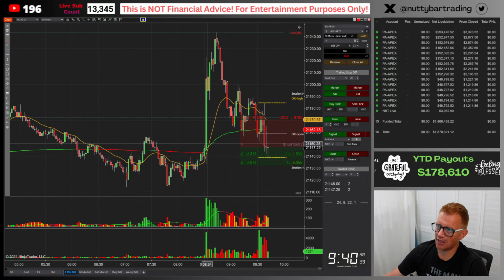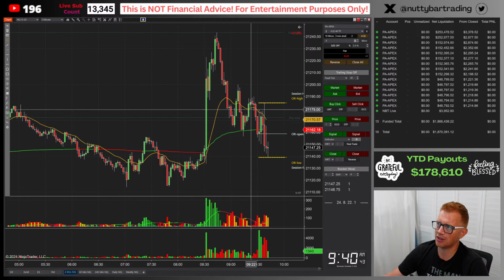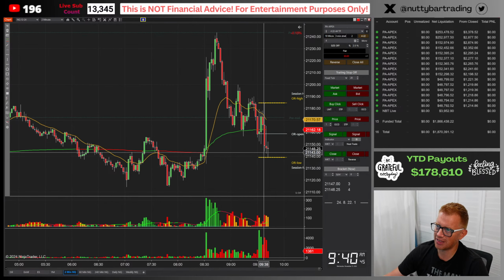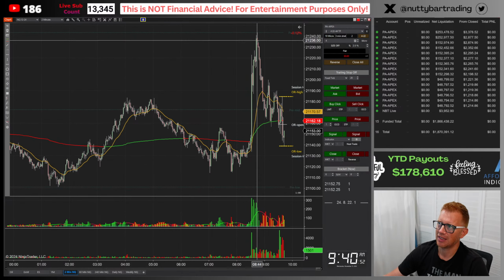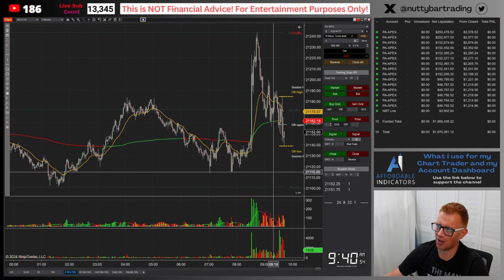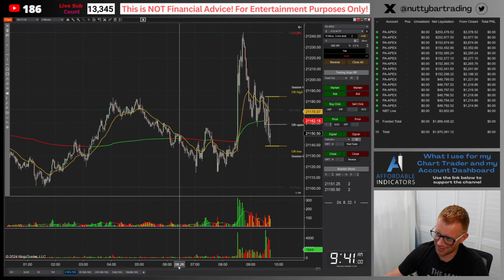CPI definitely did not disappoint. We had a very big move at CPI all the way up to the 240s, and now we've retraced that move. We see this so many times. We get these big news events, and then price retraces all the way back down. The overnight lows are down here at the 100s again.